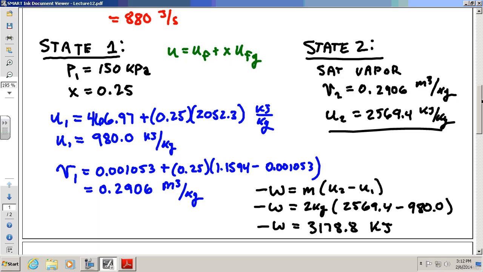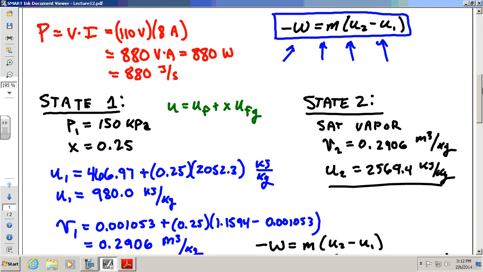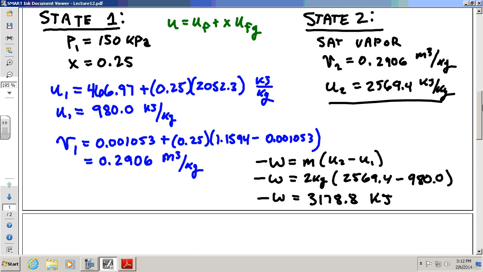And then the work, the power, remember the power is 880 joules per second. How about the power in kilojoules? That's what I meant. Let's put the power in kilojoules. That's the same as 0.880 kilojoules per second, right?